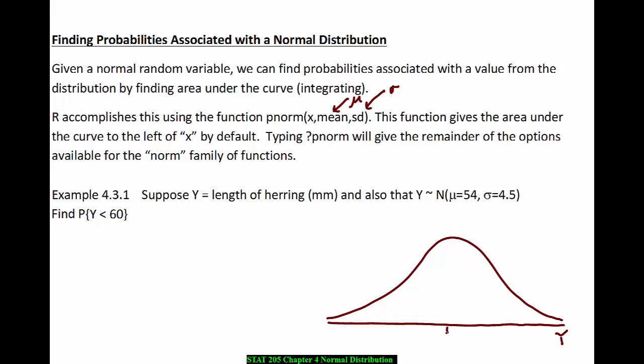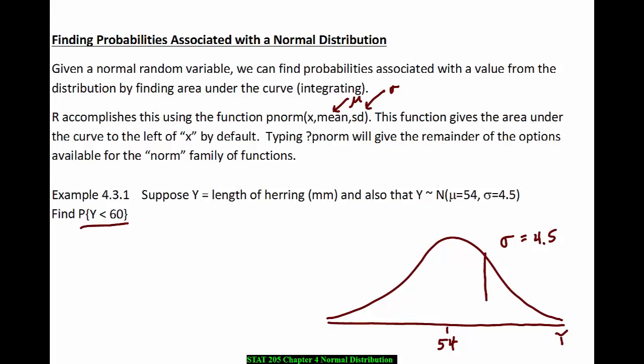We're going to label the mean as 54 here. And I usually just write the standard deviation up in the upper right hand corner of my picture, just so I can keep track of it somewhere. Now we want to find the probability that this random variable is less than 60.